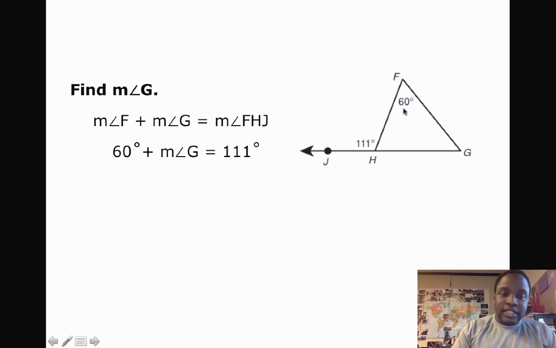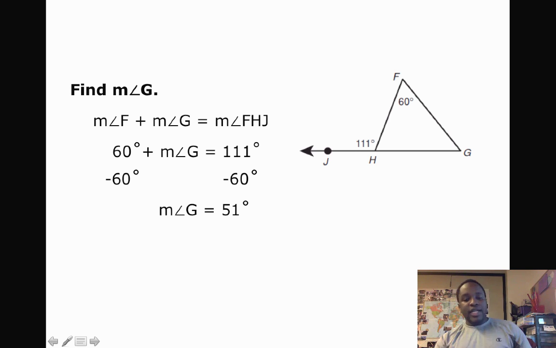So we can say that 60 plus the measure of angle G is equal to 111 degrees. Subtract 60 on both sides, and we get that the measure of angle G is 51 degrees. All right, the remote interior angles are always equal to its exterior angle.